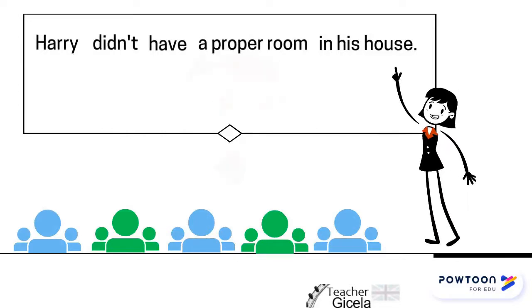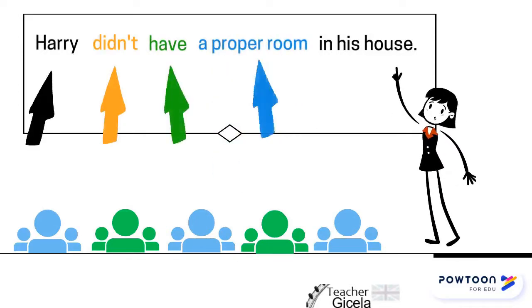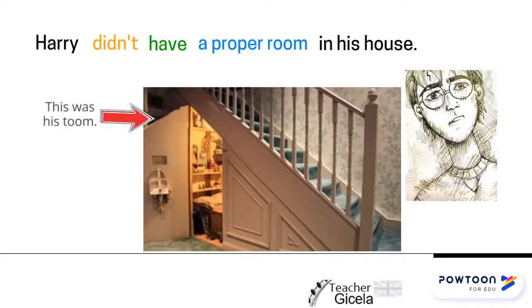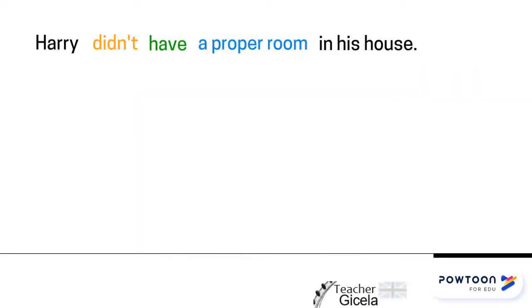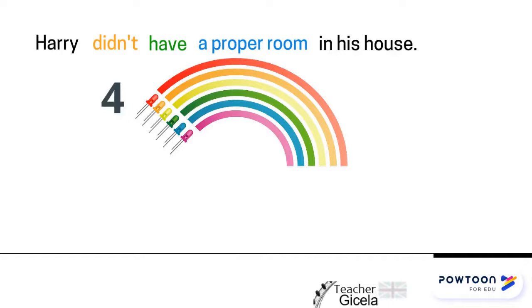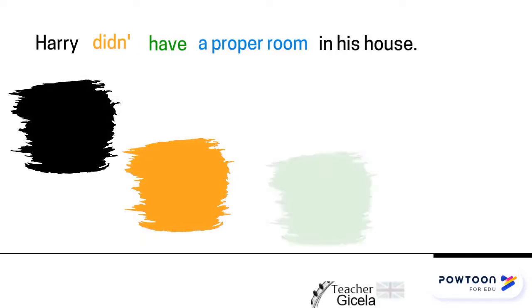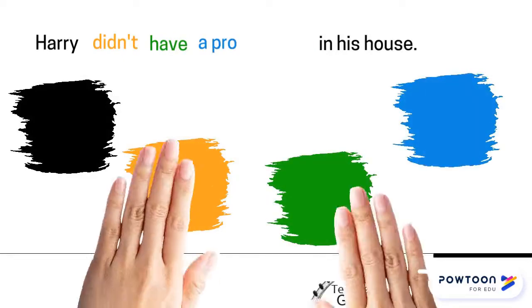Let's use the color system. What's the color system, you ask? It's a very simple way to separate the sentence into its parts. For example, in the sentence written here, Harry didn't have a proper room in his house, you can see that there are 4 colors used. That's what we're going to do to identify the parts of the sentence first. The colors are black, orange, green, and blue.